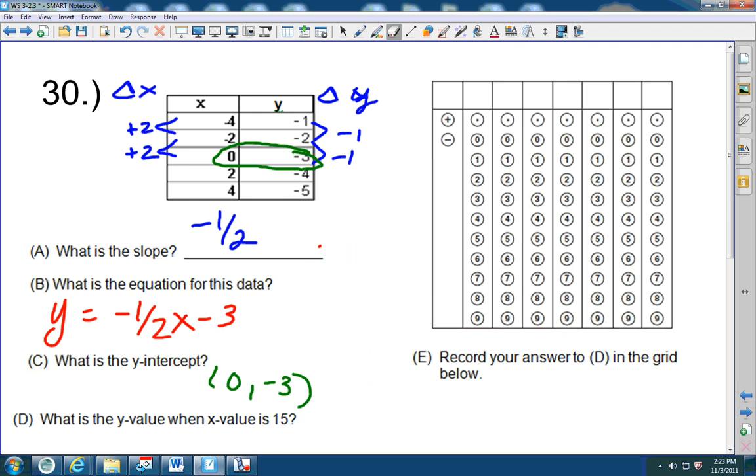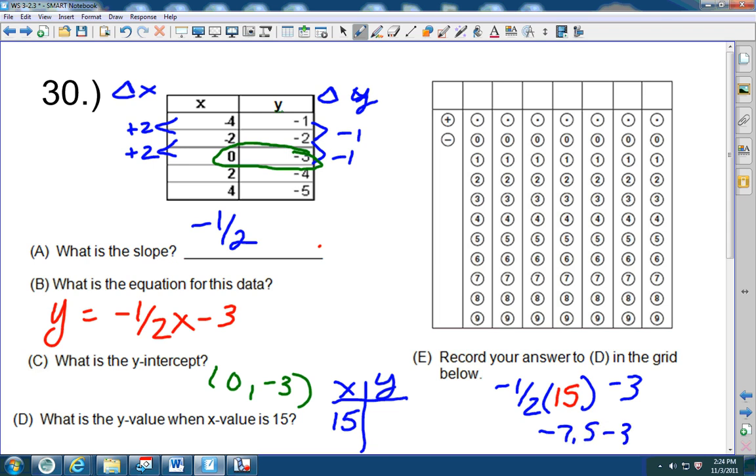Now, right here it says, what is the y value when the x value is 15? So you can put this into y1, go and look and see where x is 15 and write your answer. Or I'll do it by hand. Negative 1/2 times x, x is 15, minus 3. Half of 15 is negative 7.5 minus 3.